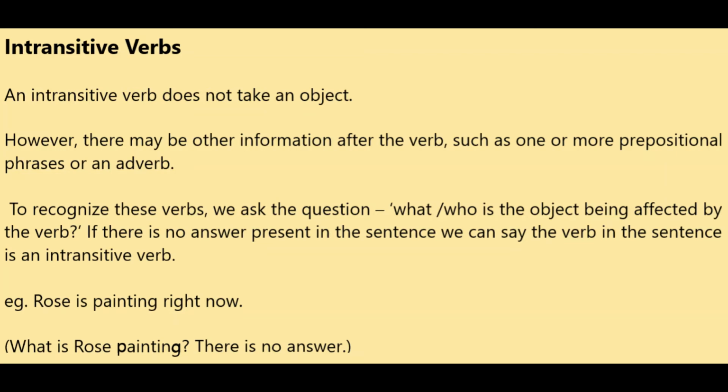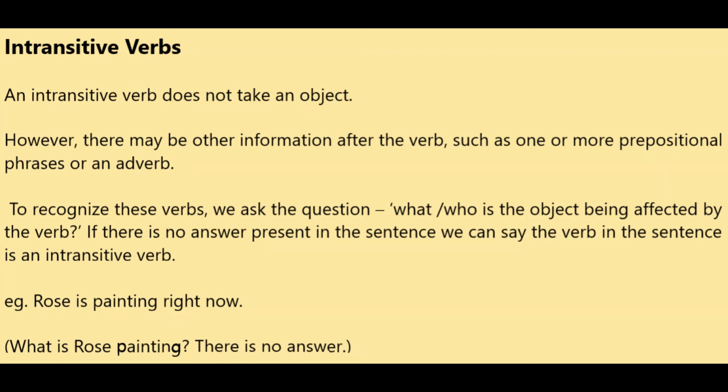So you have to ask this question, what or who, to the verb. And if you get an answer, for example, Rose is painting the wall. What is she painting? The answer is there: the wall. Now in the other case, Rose is painting right now. Who, what? There is no answer coming up, and that is why here painting is intransitive. So I hope you understood about intransitive verbs.